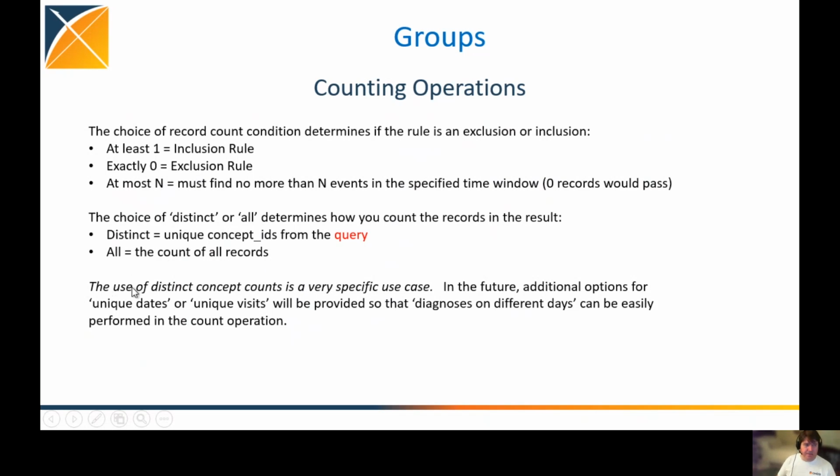Something to note here: the use case of distinct concept counts is a very specific use case. In the future, additional options for unique dates or unique visits will be provided so that you can do queries like diagnoses on different days. So it must have 3 occurrences of a diagnosis on different days or at different visits. That will allow you to do these more complex logical rules more easily inside the Atlas tool.